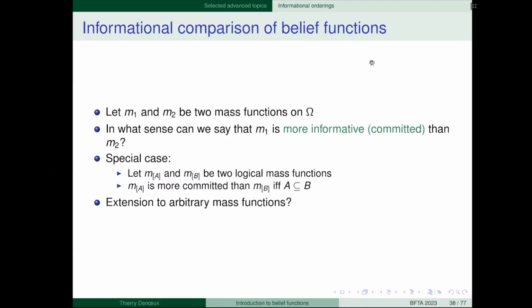So consider a special case where the two mass functions are logical with focal sets A and B. Sensor 1 tells you the truth is in A, sensor 2 tells you the truth is in B. If A is included in B, you can surely say that sensor 1 gives you more precise information. So here we'll say that m_A is more informative or more committed than m_B if and only if A is included in B. How can we now extend this idea to arbitrary mass functions?